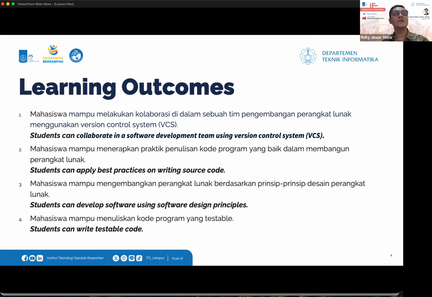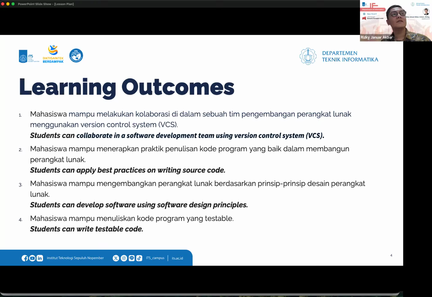So first, students can collaborate in a software development team using a version control system, or VCS. The most popular one is Git, and the most popular platform provider is GitHub. So I strongly recommend you to master the Git version control system because that's a compulsory tool that you will be using in your future work.